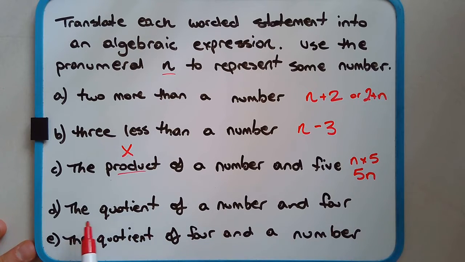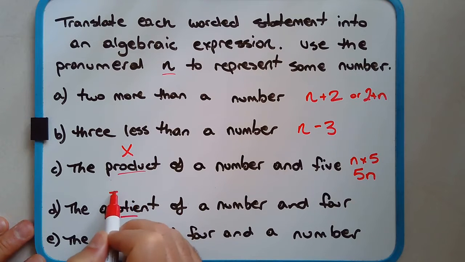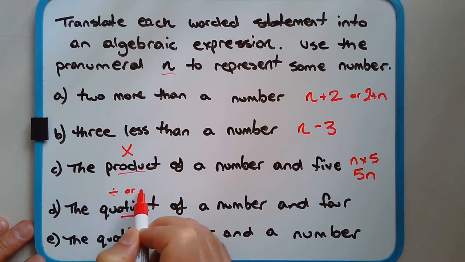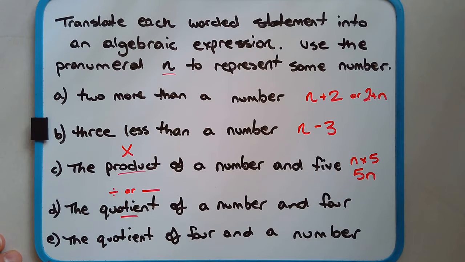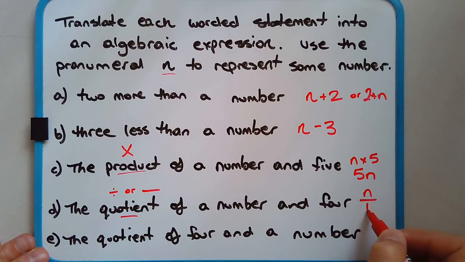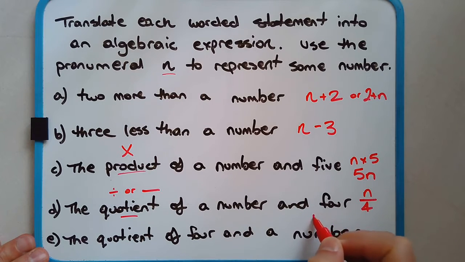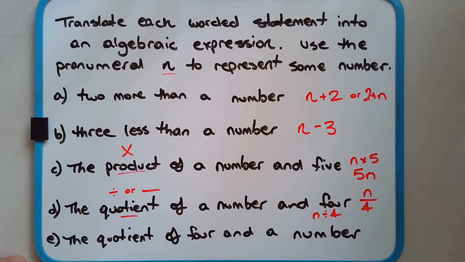The quotient of a number and 4. So the word quotient means fraction or division, and we can represent it in fraction form. I'm going to represent it in fraction form. Notice that D and E almost look the same. There's a bit of a change to E, and we'll look at that change shortly. So the quotient of a number and 4 is the same as saying n over 4 or n divided by 4. Either one of those is fine.